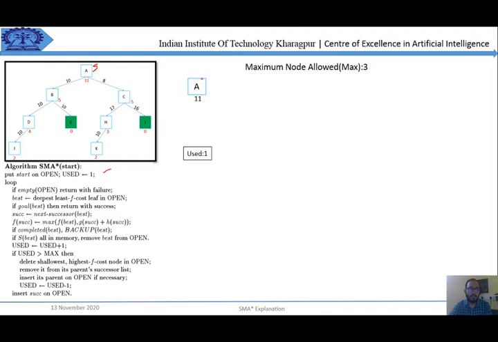The loop is not finished, because open is not empty. So from these two, I have just taken the B node. I can go for C also, but I have taken B here. Then I have to take the maximum of these, 11 and 15. 10 plus 5 is 15, and the maximum is 15.